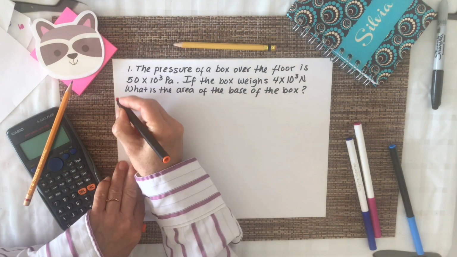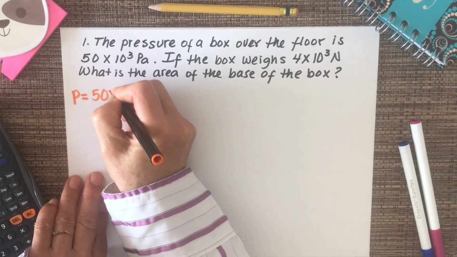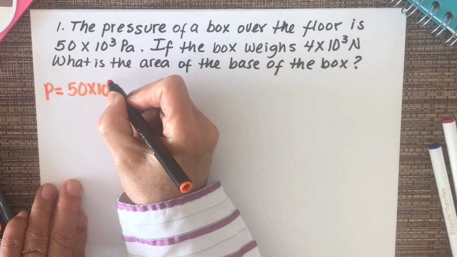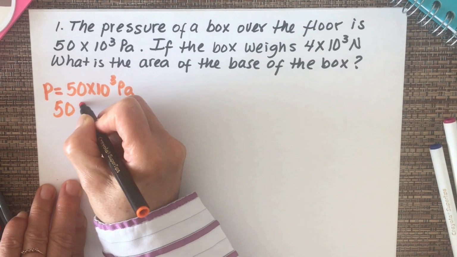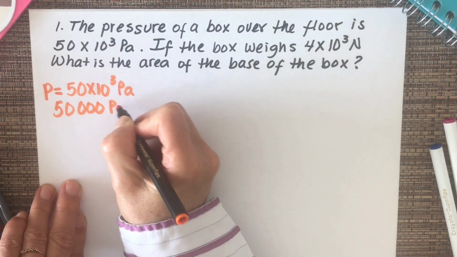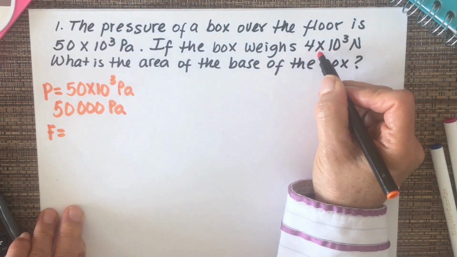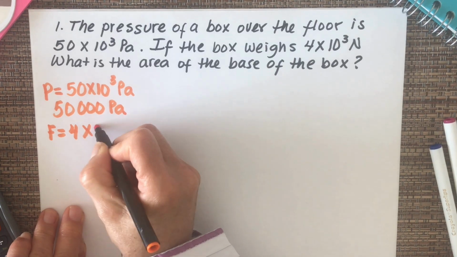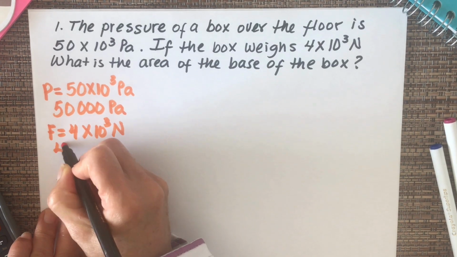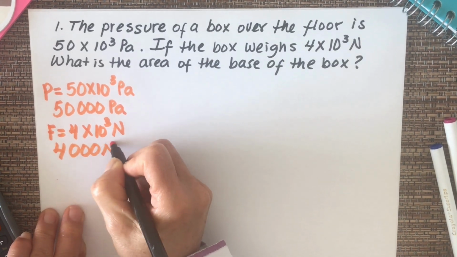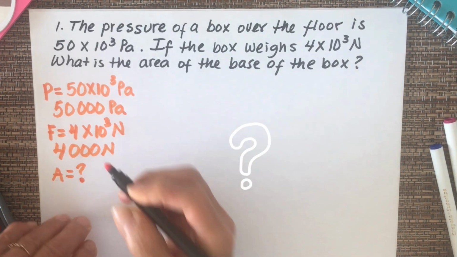box? Here we have pressure equals 50 times 10 to the third power pascals. In other words, we have 50,000 pascals. Then we have force equals 4 by 10 to the third power newtons. In other words, 4,000 newtons. And we need to obtain area. Then area equals question mark.